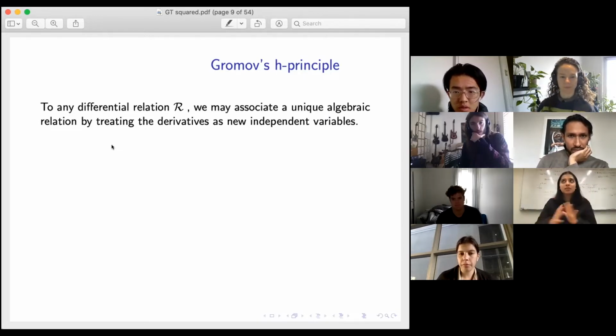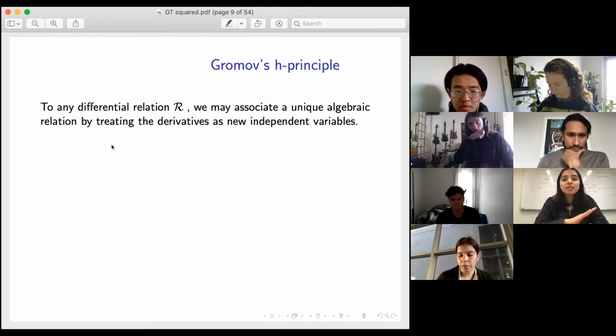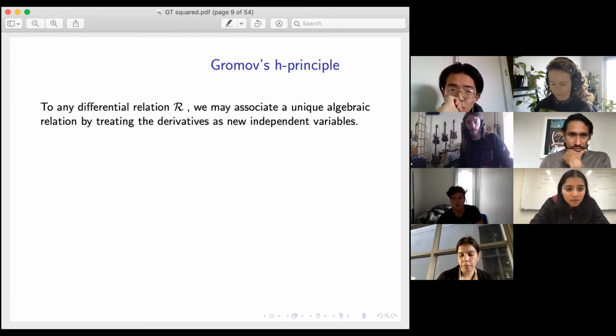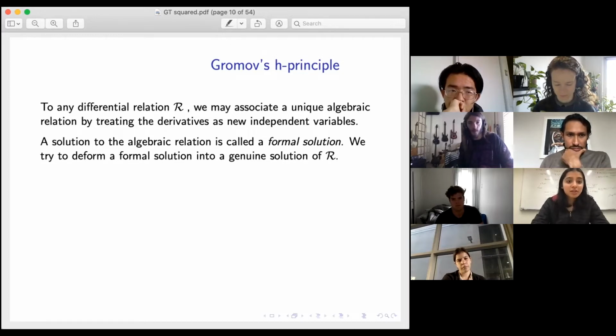For example, consider a loop f in R2, parameterized by t, say. We could have a differential relation that says df/dt is never zero. And the associated algebraic relation would be a is not equal to zero. So we're just replacing df/dt by this new variable a. It's an algebraic relation. A solution to the algebraic relation is called a formal solution.